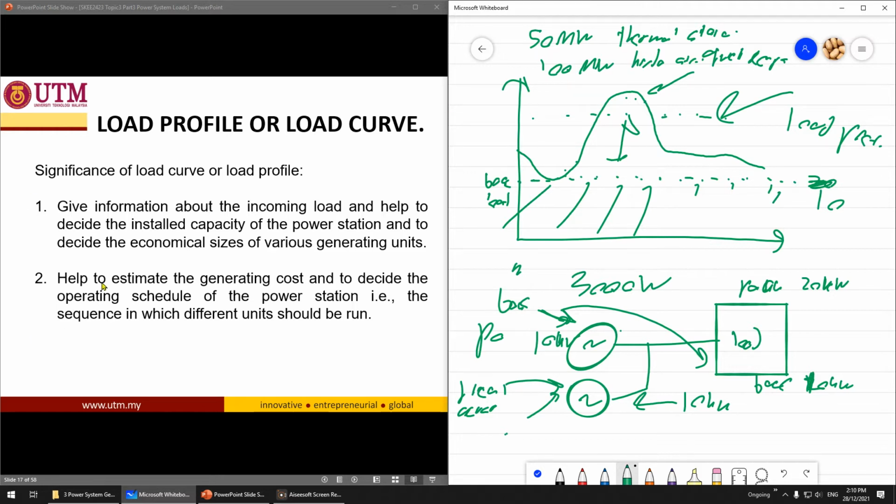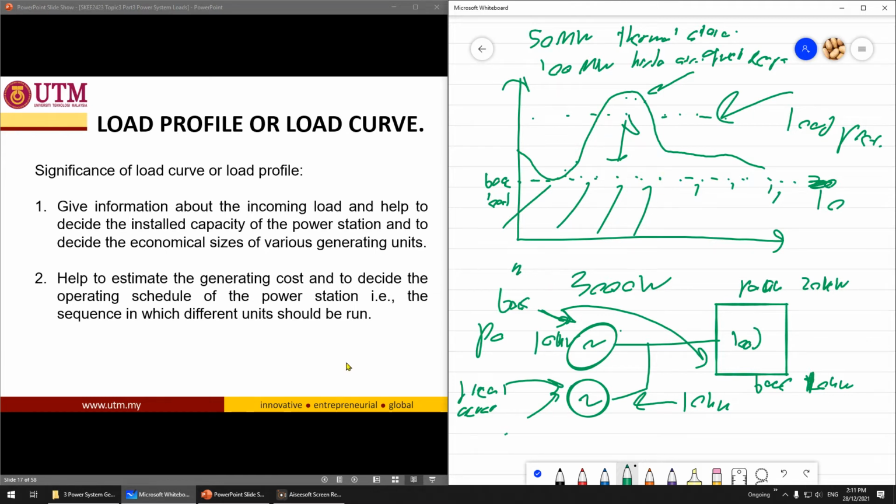It also helps to estimate the generating cost and to decide the operating schedule of the power station, the sequence in which the different units are to be run. This is what I meant. Usually they have to divide. If you have a load profile, it helps you make sure which unit operates at what time, so you can schedule the operation and make it much more economic. So make sure you understand why the load profile, the load curve, is important.